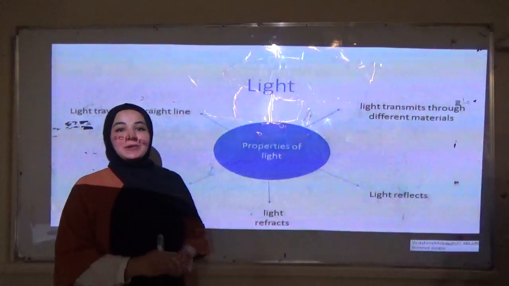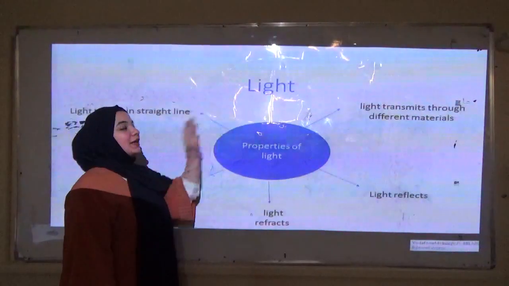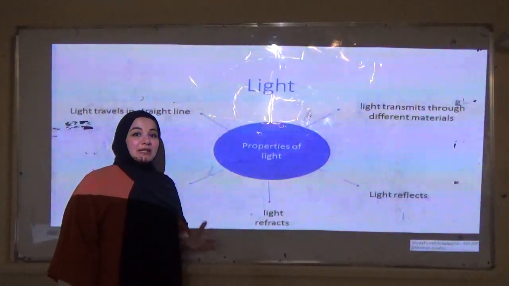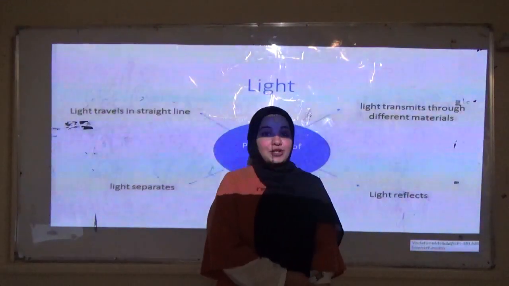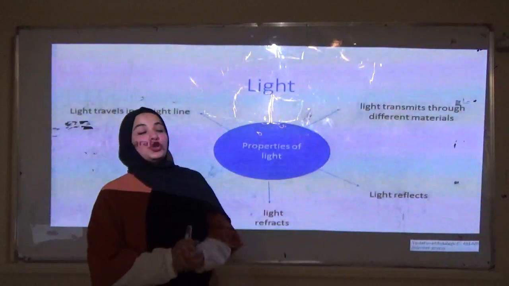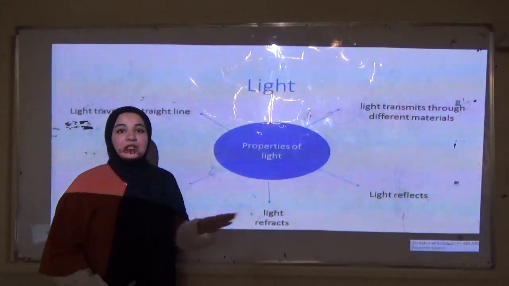Today we will complete our lesson which we were talking about, which is called light. Last time we discussed that energy is the ability to do work. Energy is the ability to do what? To do work. Now that we have light, we have properties of light.